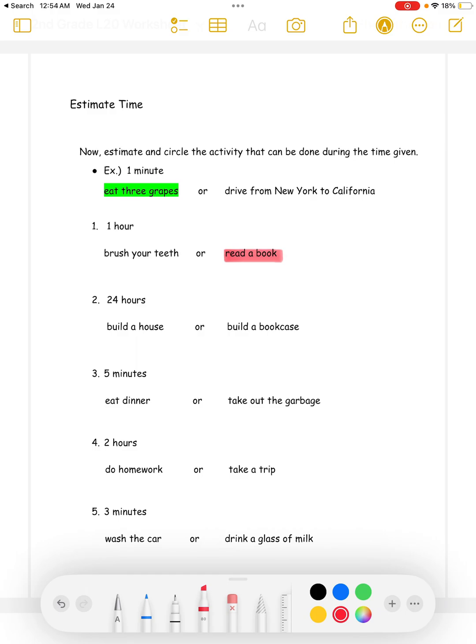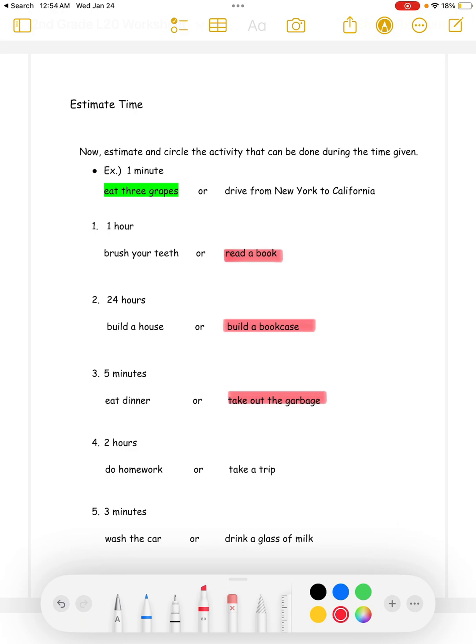24 hours to build a house or build a bookcase. We will be able to build a bookcase in 24 hours, but not a house, because a bookcase is much smaller and easier to build. 5 minutes. Eat dinner or take out the garbage. It is more reasonable to take out the garbage in 5 minutes and not eat dinner in 5 minutes. We will typically take about 30 minutes to eat our dinner.